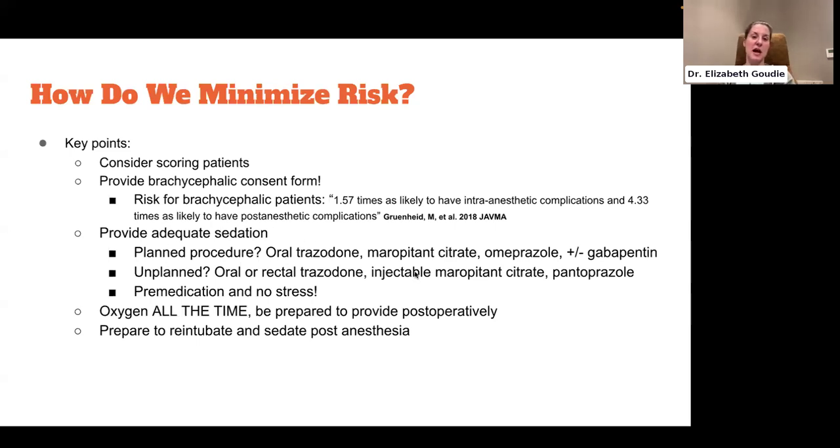Providing adequate sedation. I provide all my planned brachycephalics with oral trazodone, oral Cerenia, oral omeprazole.